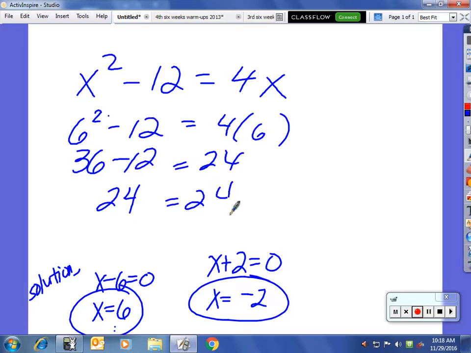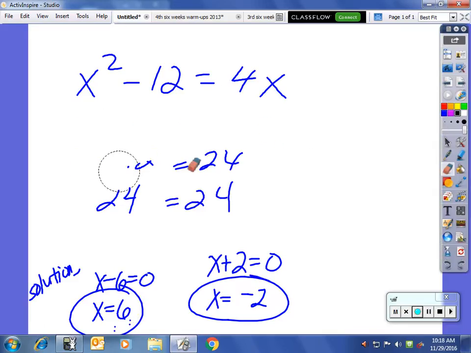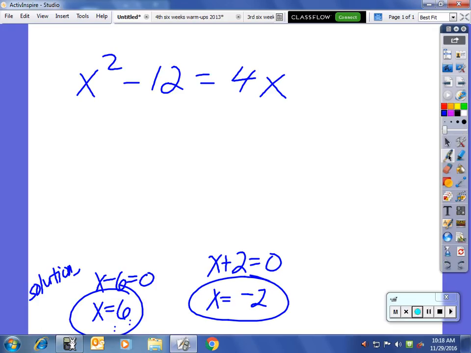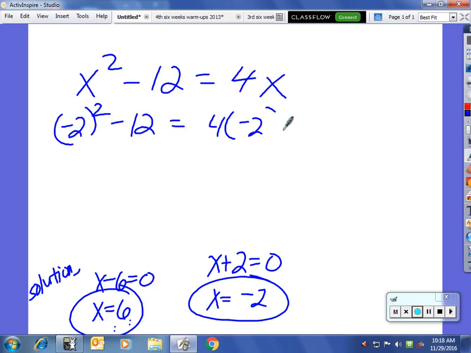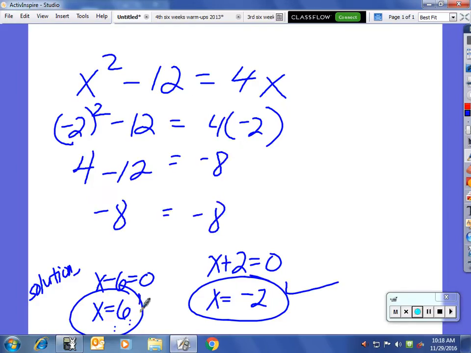Did 6 work? Yes, 6 is one of the solutions. What else should work? Negative 2 better work as well. Negative 2 squared minus 12 should equal 4 times negative 2. Let's see if it does. Negative 2 squared is positive 4. And 4 minus 12 is negative 8. And what's 4 times negative 2? So the negative 2 works and the 6 works. Those are the only two solutions to that problem.